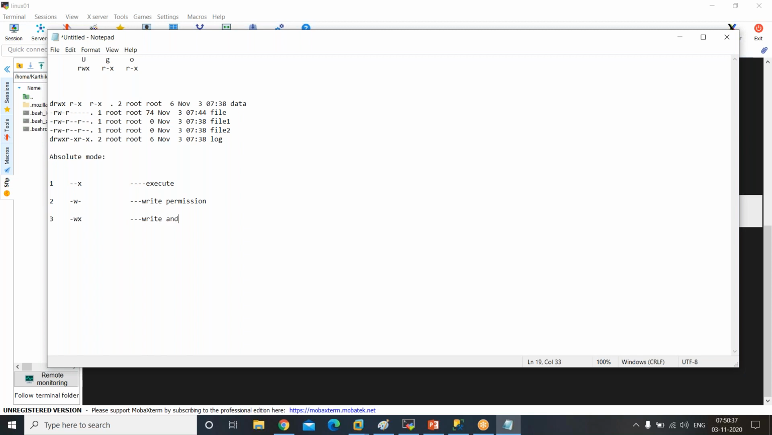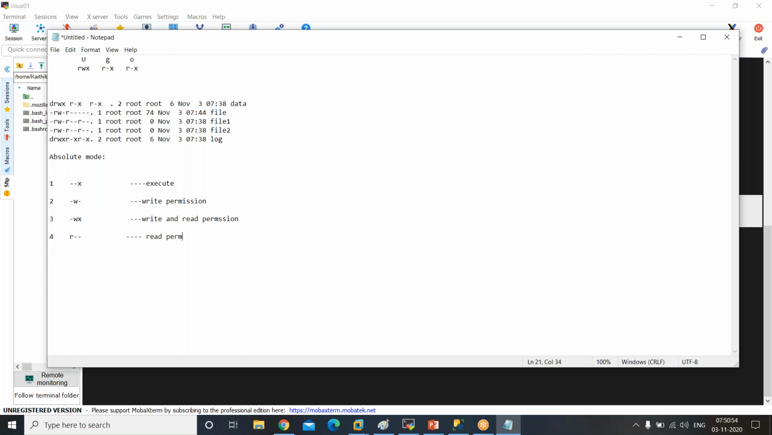Write and read permission. You will get it. If you give that number, where I'm going to use this number, I'm going to talk about, but you need to know this. Next, 4. 4 is a read operation. Read means r dash dash. This will do the read operation.